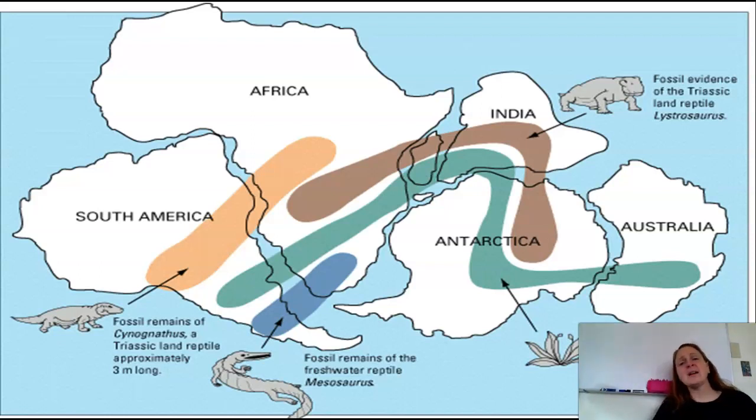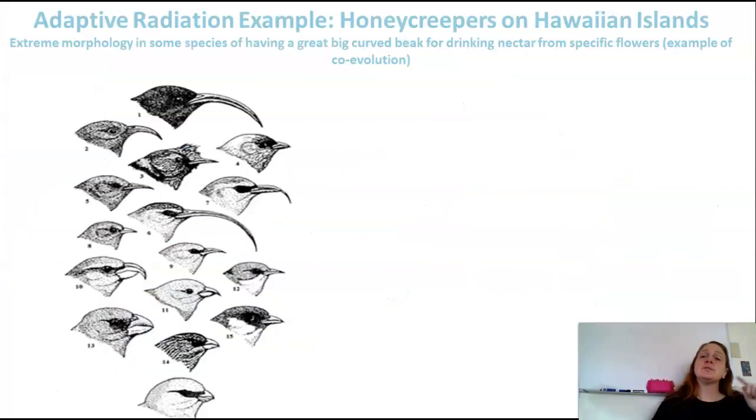Remember that the concept of Pangea and continental drift is why we find similar fossils on very different continents and very different geographic locations, and that the slow speed of continental drift is what allows species to stay the same, punctuated equilibrium model, but also gives them the ability to change in response to changes in the environment.